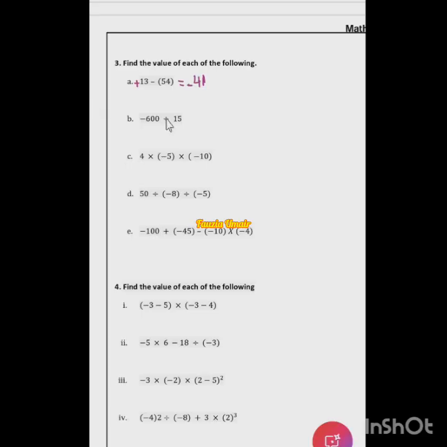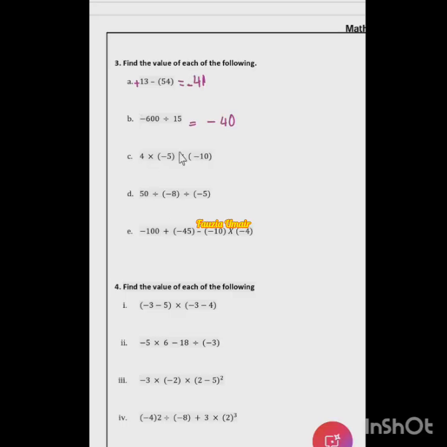Minus 41. So now minus 600 divided by 15. Unlike integers, so what will the sign be? Minus. And if you divide it, 15 into 4 is 60, so minus 40. 15 twos are 30, right? So 40. 15 fours are 60. Okay? Yes, ma'am.